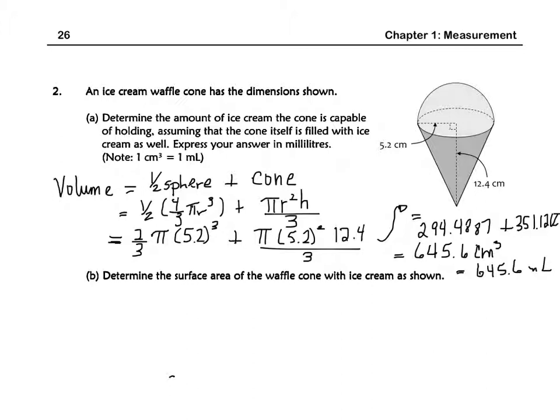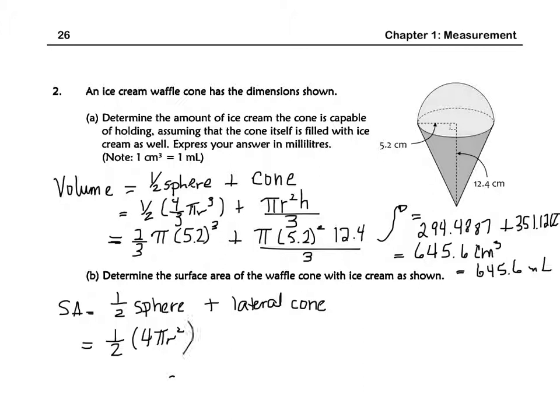Now, I'm assuming with the ice cream, so that's basically every outside surface of that shape. So the surface area would be the half sphere, and the sphere would not have a bottom in it. And then the cone, and it would just be the lateral part of the cone, because we wouldn't want the circle bottom for it. So the lateral cone. The half sphere would be half of the 4 pi r squared again, because that's the formula for a sphere's surface area. And then the lateral part of the cone would be the pi r s part.